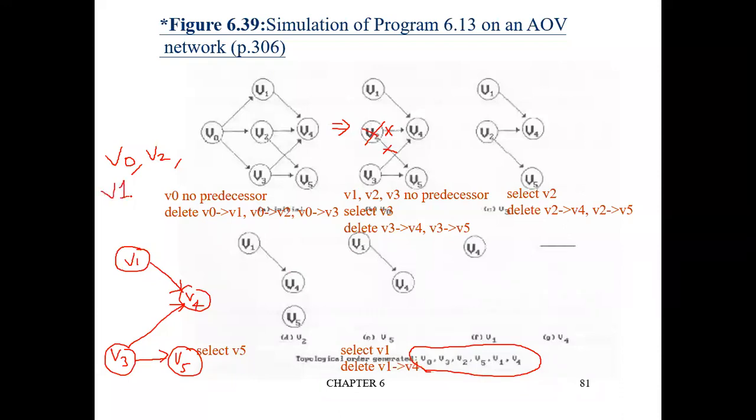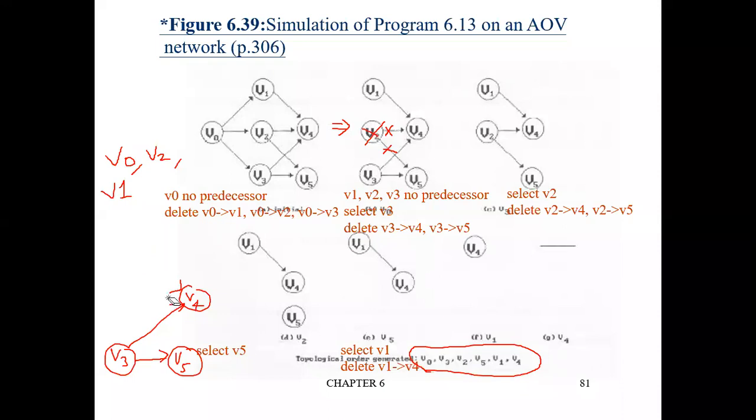If you visit V1, then we have to delete the edge which is going out of V1. How many edges are going out of V1? 1. Yes, 1. So that is V1 to V4. So delete that edge and delete this vertex. So this is the resultant graph. In the resultant graph, we have V4, V3, and V5.